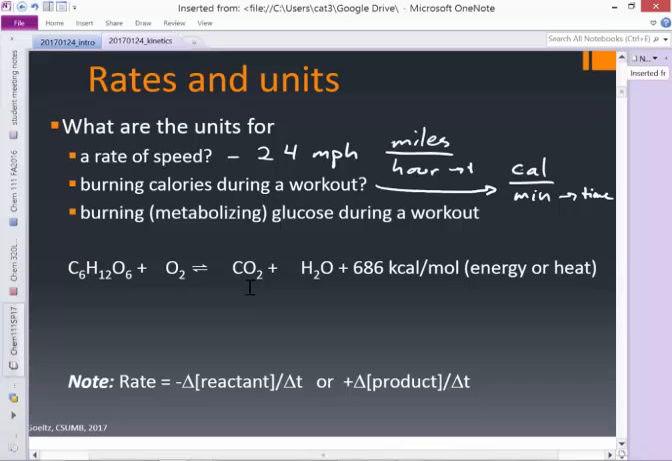Burning or metabolizing glucose during a workout. Units? Well, what units go on the bottom of the fraction? Yeah, time, right? Seconds are common in science, but time goes on the bottom again.